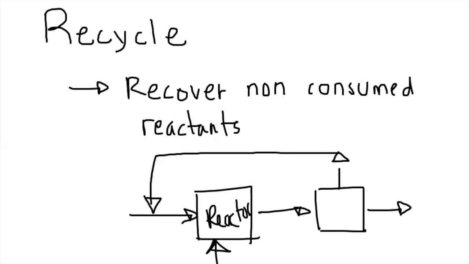Probably this recovered reactant can also be a catalyst, something that is actually not consumed during the reaction, but helps to speed up the reaction. And this catalyst usually costs a lot, so we want to recover it. That's another way to use the recycling.